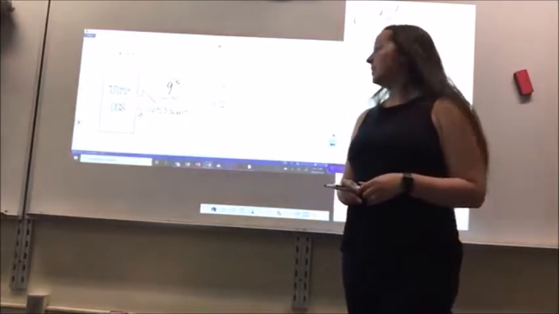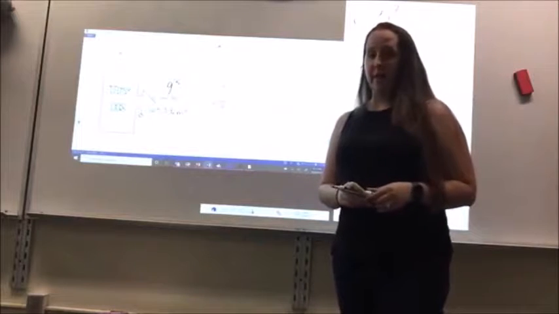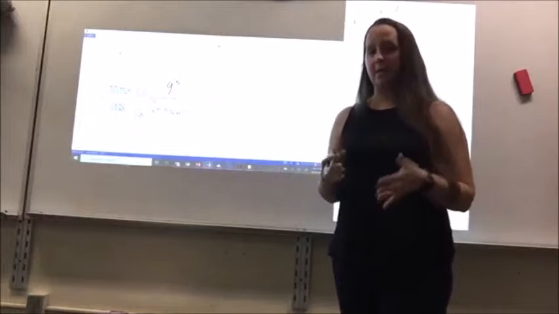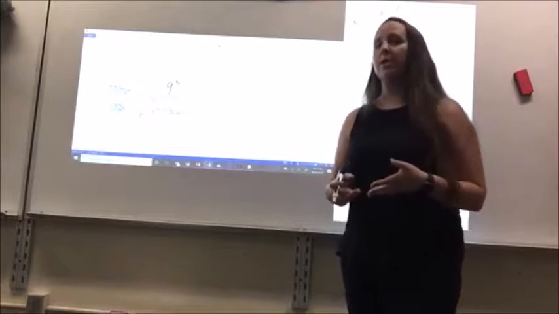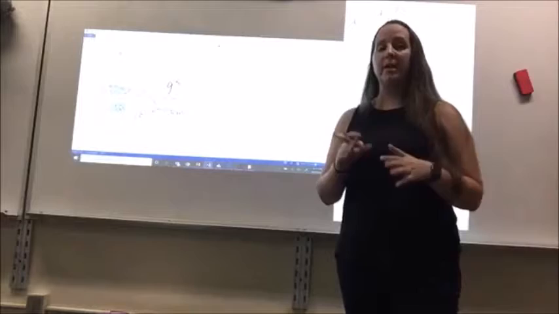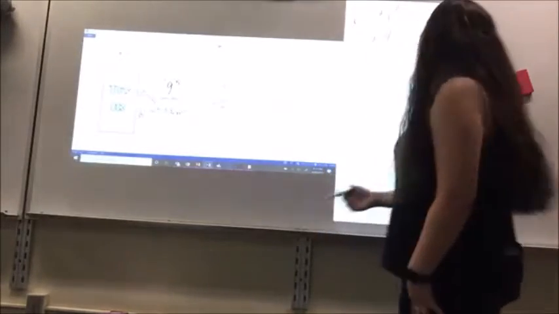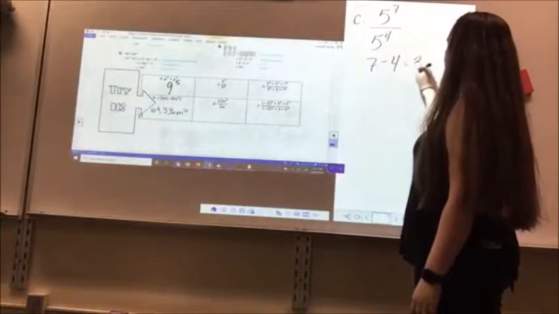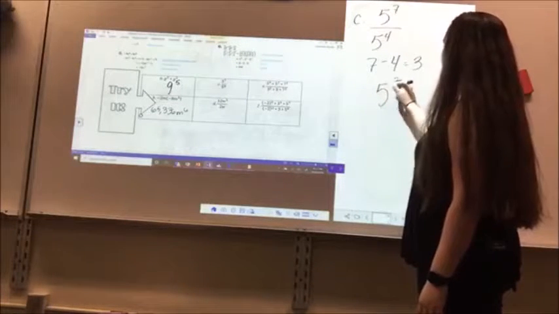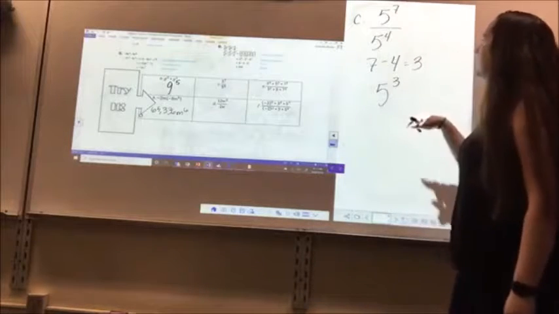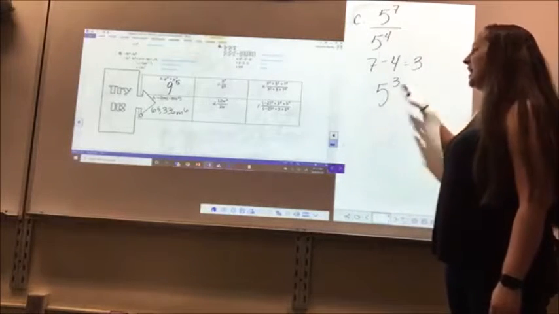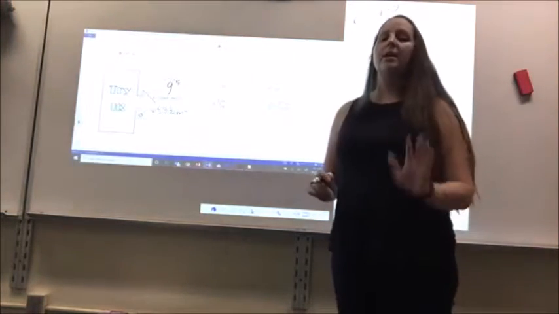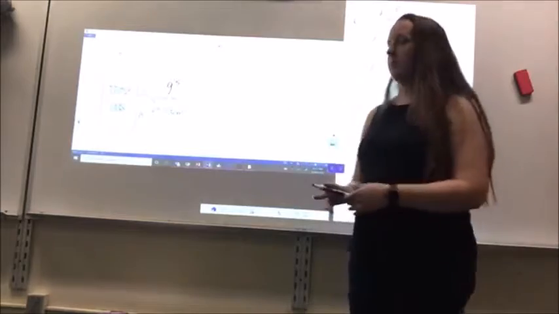All right, letter C. Letter C says 5 to the 7th divided by 5 to the 4th. Notice that they both have 5s, which means they both have a base of 5. So I can use the quotient rule. The quotient rule, remember, says I can subtract my exponents. So that's what I'm going to do. I'm going to subtract 7 minus 4, which gives me 3. So I'm left with 5 to the 3rd power. Notice that this is a positive, which means since it's not a negative exponent, which we'll be dealing with later, it's always going to be a positive whole number.